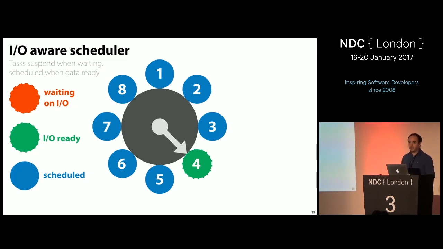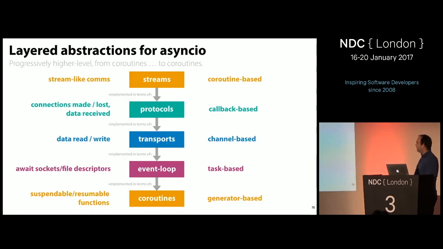It's so that the scheduler can be aware and wait on I/O events using epoll or select or whatever operating system features you have for async I/O at that lower level. Okay, let's click through these. It would take me all day to go through all of this stuff in detail, so I'm not going to.